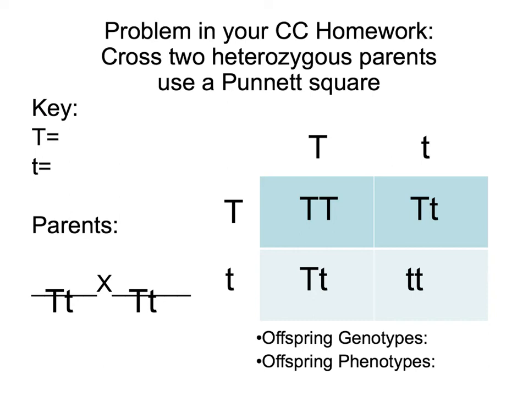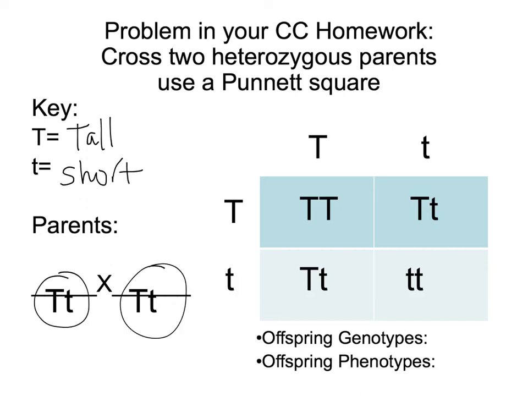All right, so let's look at an example. This is in your homework. We're going to say big T is tall, little t is short. We're going to cross two heterozygote individuals. So the way that we set up our Punnett square is this is parent 1, this is parent 2. We're going to put parent 1 across the top. Once again, the reason we're setting up this Punnett square is that a heterozygote individual has the possibility of giving this allele to its offspring through the law of segregation, or it has the possibility of giving that particular allele to its offspring.